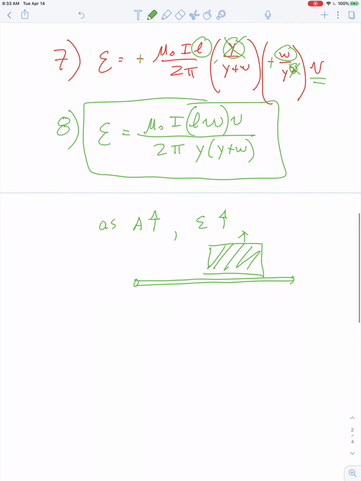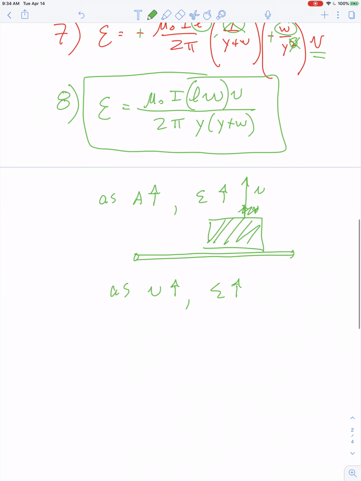Okay, what else does this expression tell us? Well, it says as velocity goes up, the EMF goes up. And that's for sure. If you change this from a small velocity vector to a larger velocity vector, there's going to be a greater rate of change of flux. Okay, and then the numerator says as y, let's say, approaches infinity, then the EMF approaches 0. And that should be true by the time this loop gets really, really far away. Then it's sitting in a really weak magnetic field.